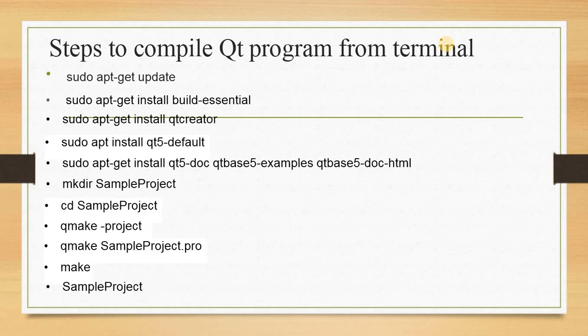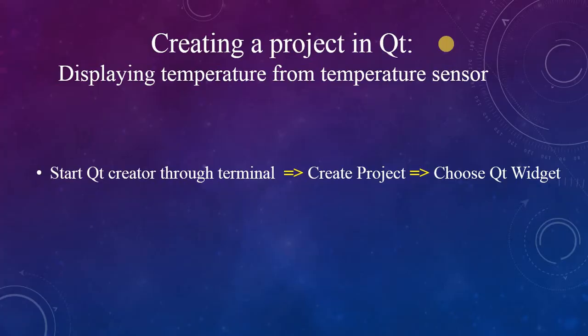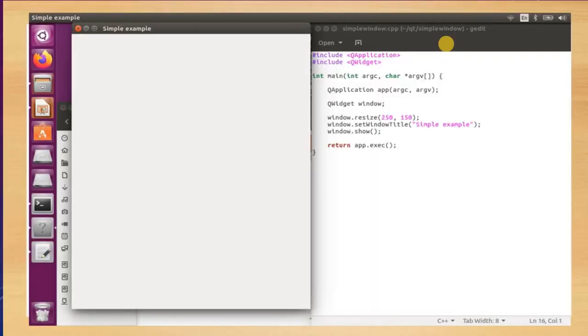Now, in order to create a project in Qt, you have to create a project and choose a Qt widget. And in Qt, you will have 3 types of file: header file .h, .cpp, and UI. UI is the user interface. You can see the user interface, which looks like this, on the left side of the screen, and on the right side is the little program which can generate that.